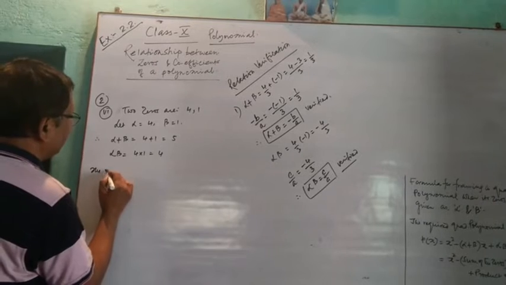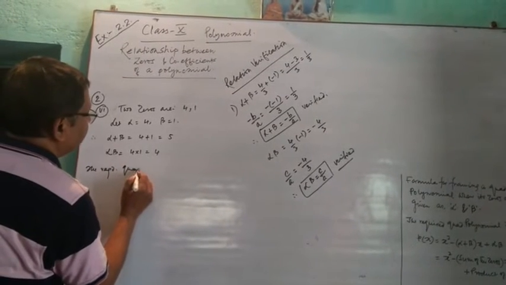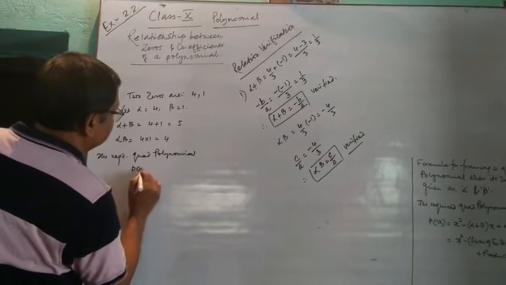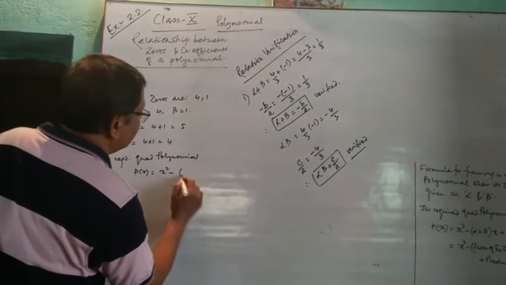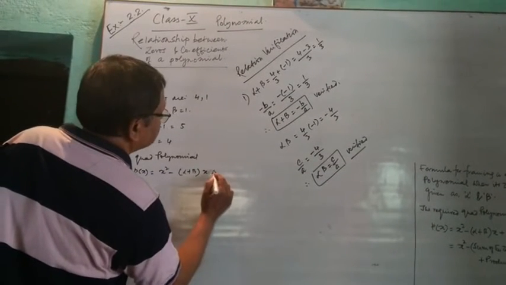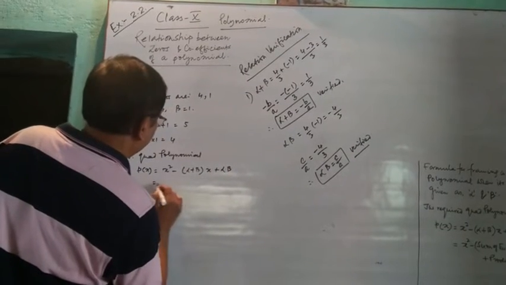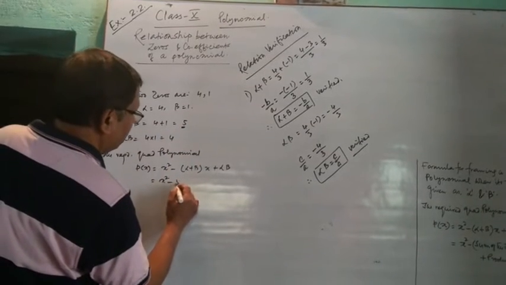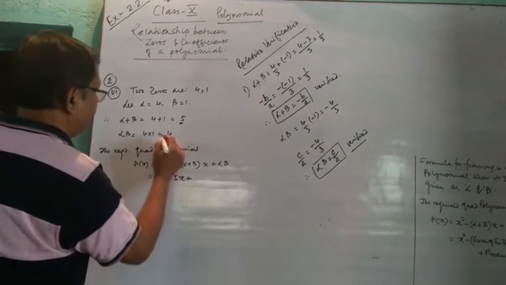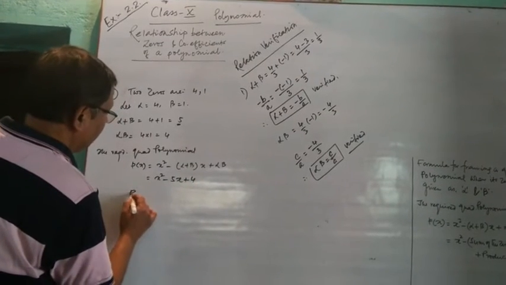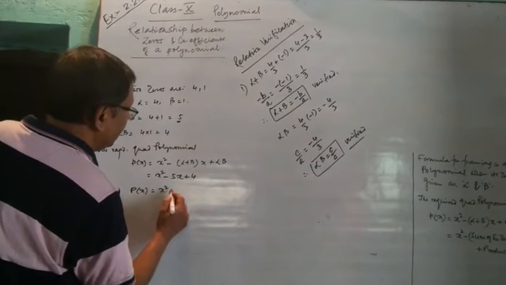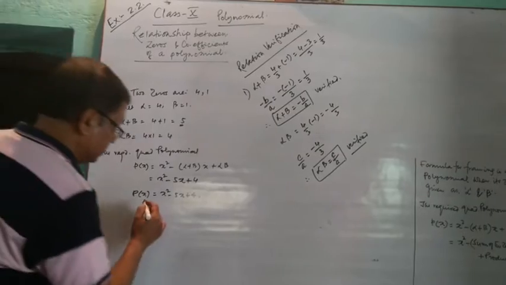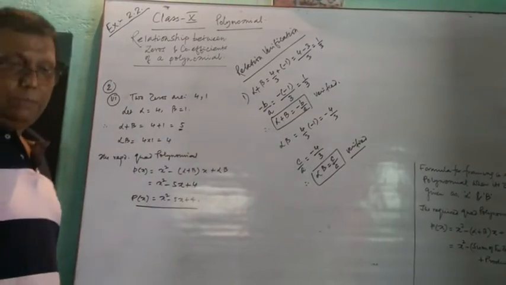Now the required quadratic polynomial p(x) is equal to x² − (alpha plus beta)x + alpha beta. Now x² minus, what is the value of alpha plus beta? That is 5, so 5x. What is the value of alpha beta? 4. So the required polynomial is p(x) = x² − 5x + 4. Yes, in this way we will frame the quadratic polynomial.